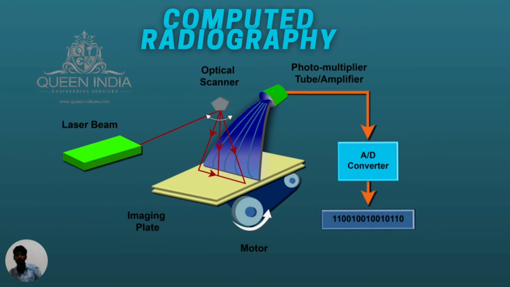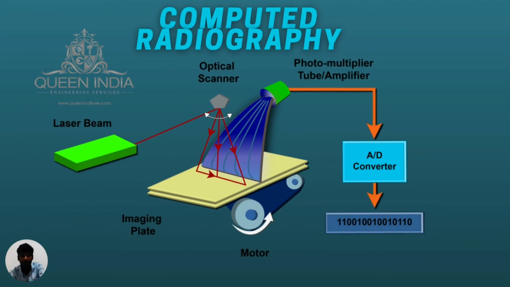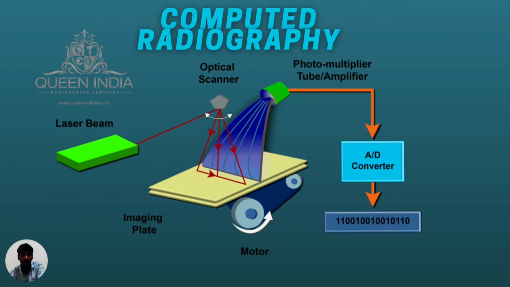We'll move to computed radiography. A laser beam passes through an optical sensor. The sensor scans the imaging plate under the sensor, where the object is. The motor rotates, and the photomultiplier tube is connected to the AD converter, and the converter to the film. This is computed radiography.